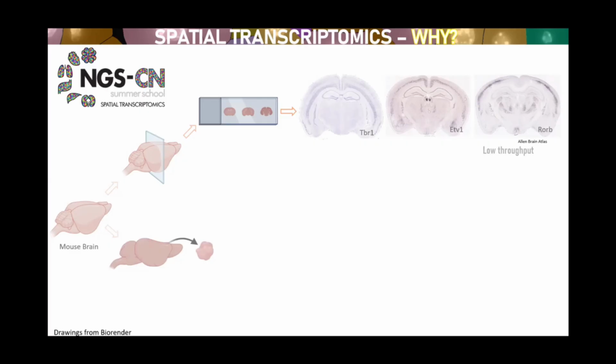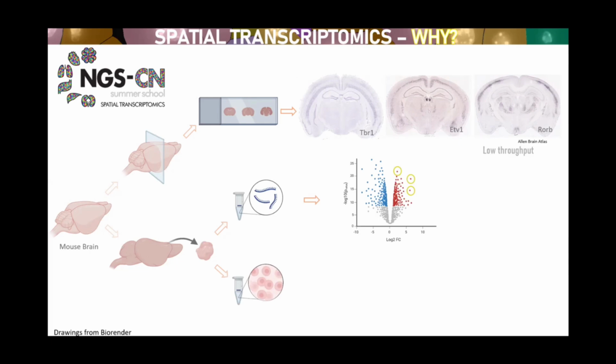So in that case, if you need a higher throughput, what we can do is take a part of our brain, extract the RNA, and go for RNA-seq. In that case, we would find, for example, differentially expressed genes, and we can then start from there in a higher throughput. Another thing we can do is make a single cell suspension and go for single cell RNA-seq. And in this case, we can identify our clusters and cell types.